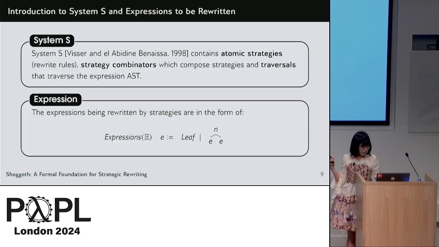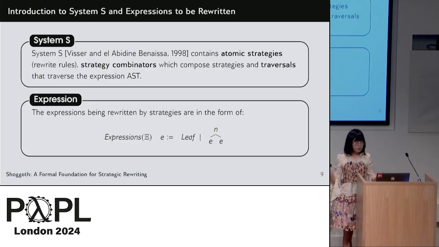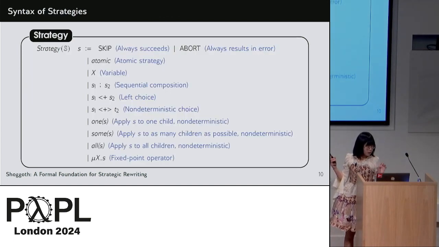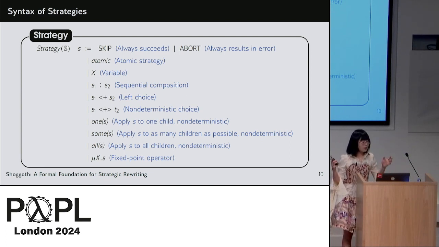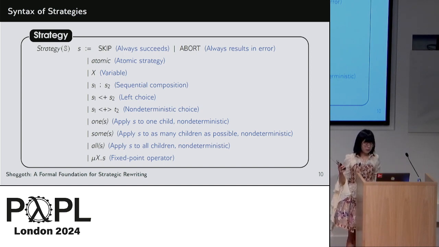And we start with syntax. The expressions we are studying take a very abstract form of an AST. It can be either a leaf or a node. In the syntax there are some simple strategies. It can be either skip, abort, or an atomic strategy, and the variable is used in defining the fixed point operator. And there are strategy combinators, which can be sequential composition, left choice, or non-deterministic choice. And there are also traversals, for example, one, some, and all. And all traversals are non-deterministic.